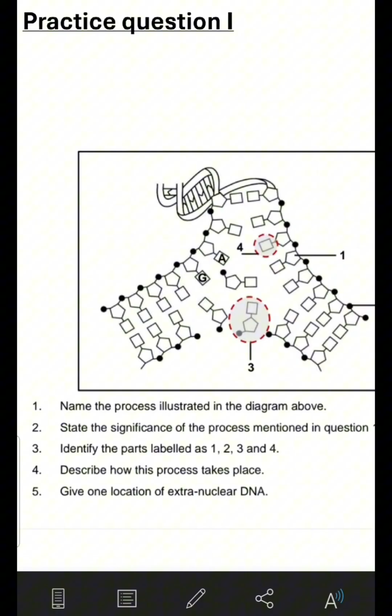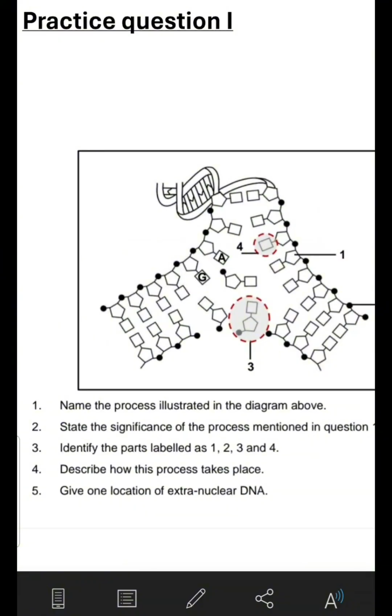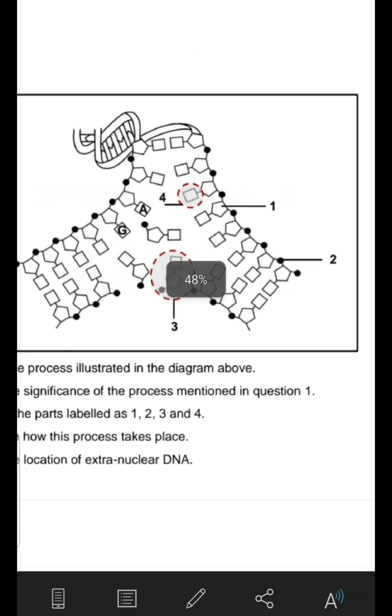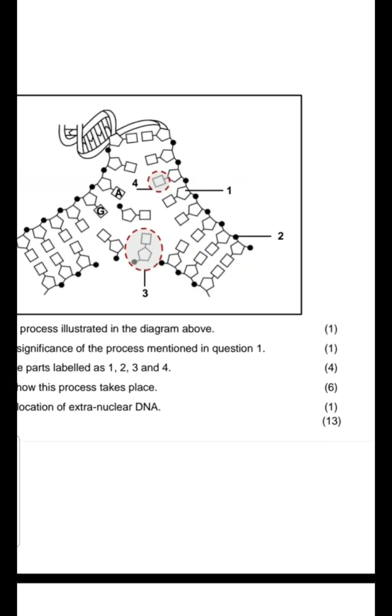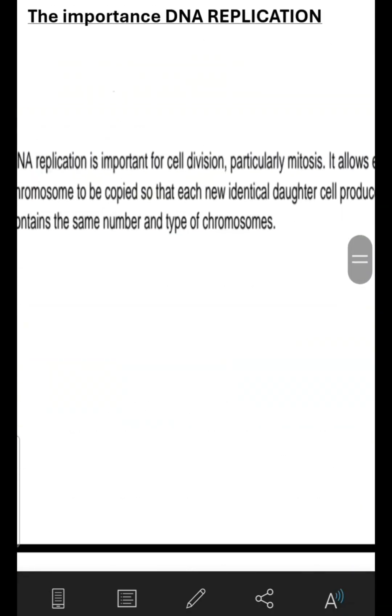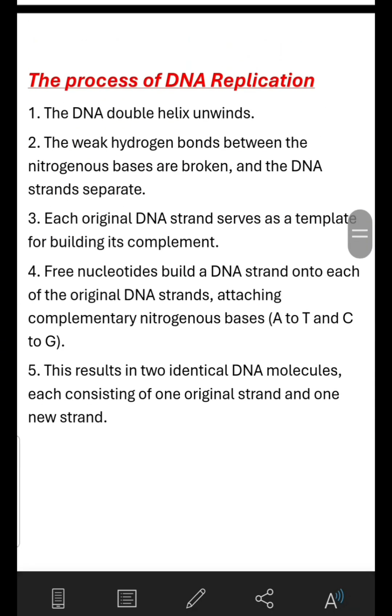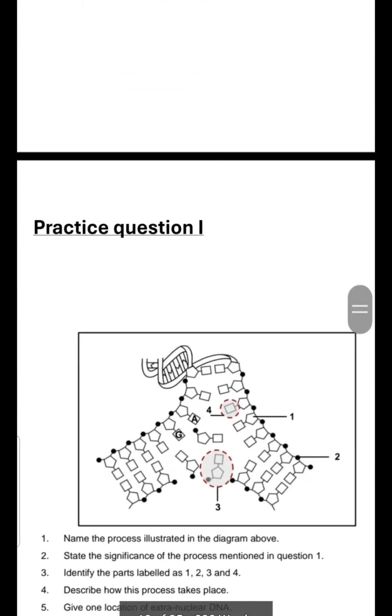Then they are asking us to describe how this process takes place. So they're basically asking you for the process of DNA replication. And see, it consists of 6 marks. I think here it is 6 marks, but in the exam that would be 7. So that's your free 7 marks. So what you simply do is just write this entire process and then you'll get your 6 to 7 marks. Alright, let's move on.